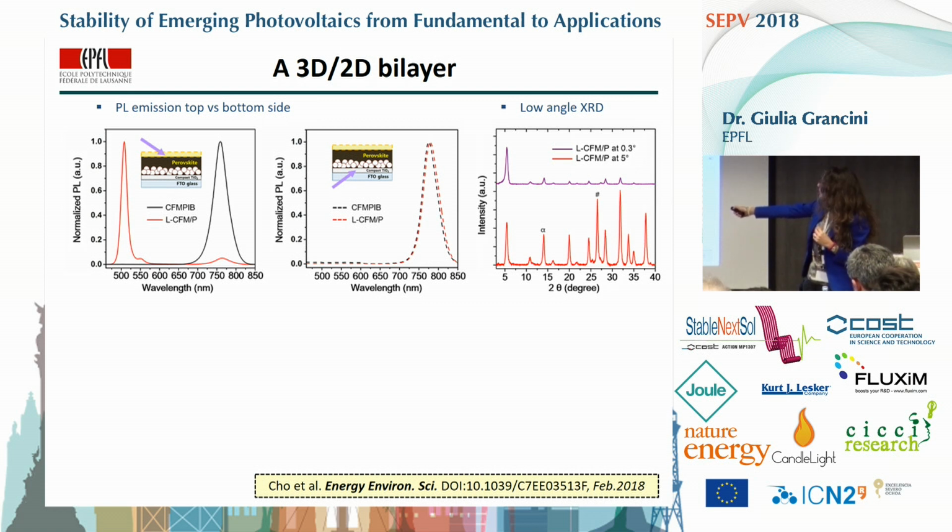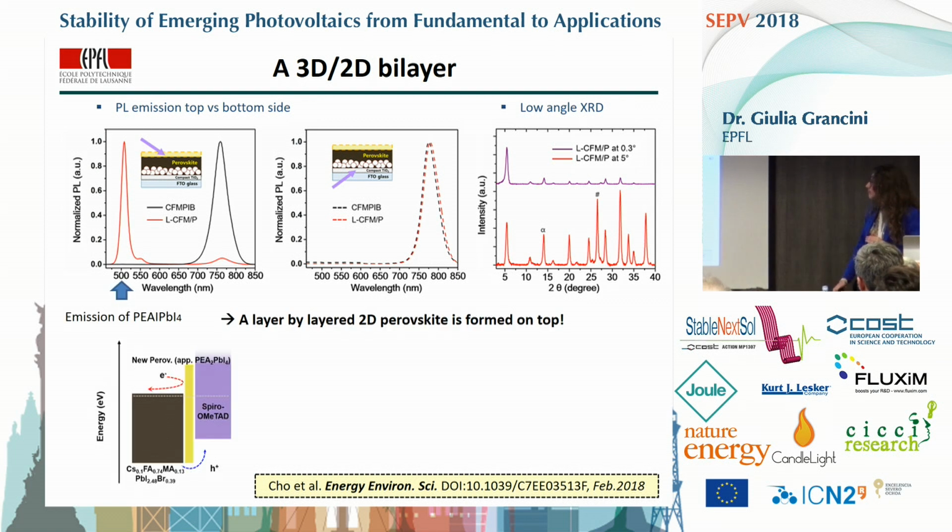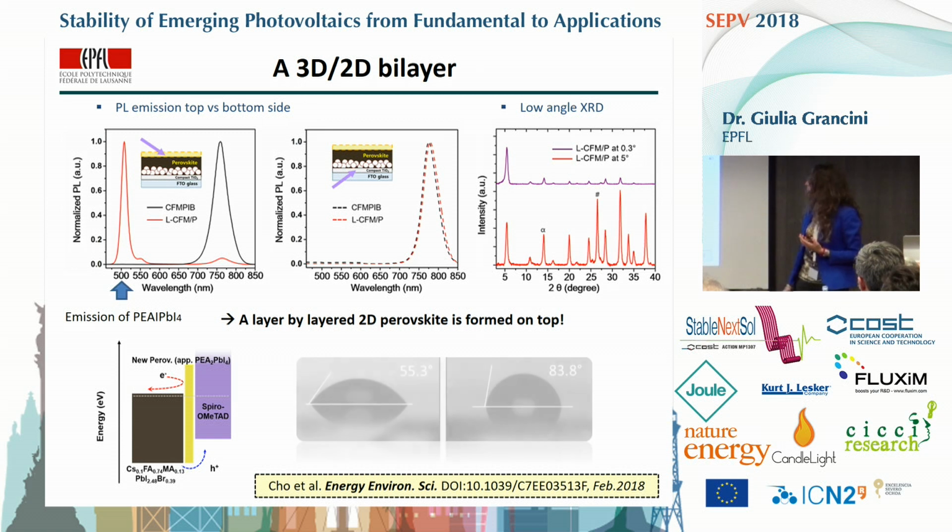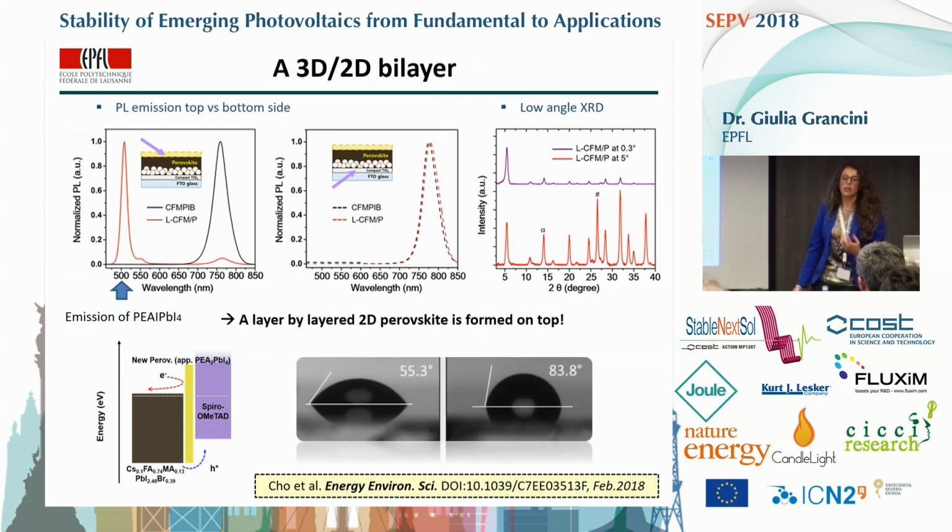So from the bottom, you can see that there is no emission here, while from the top surface, you can understand that we really had the formation of a thin layer of 2D perovskite on top, as you can also see from low-angle XRD. So we have a layer-by-layer structure with this thin layer of 2D perovskite on top that we believe is very important in enhancing two aspects.